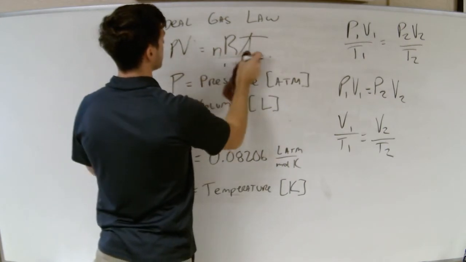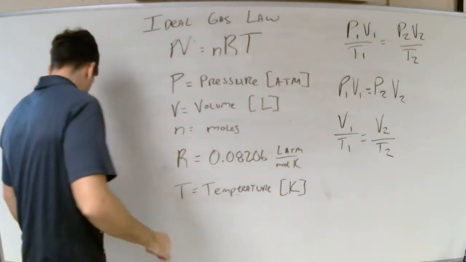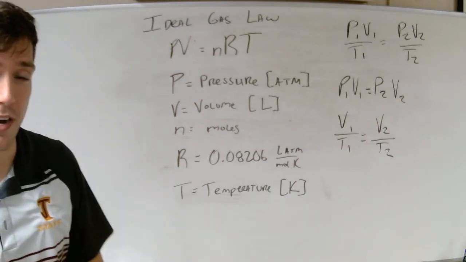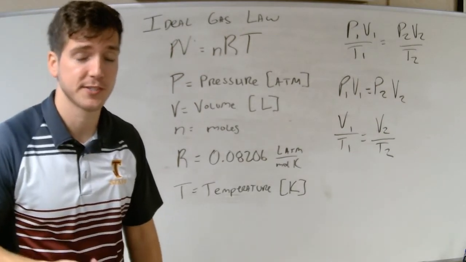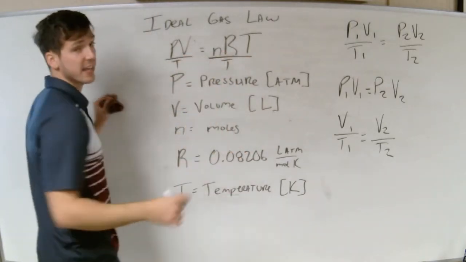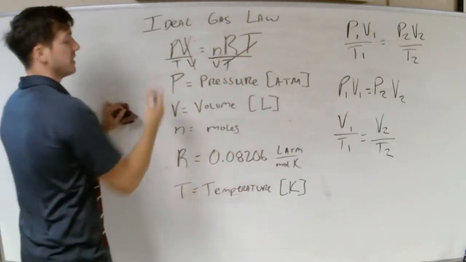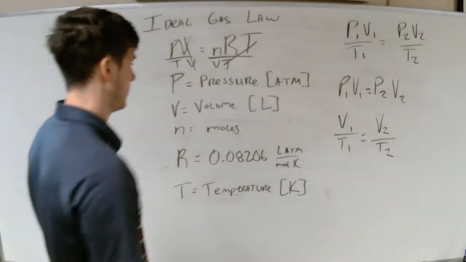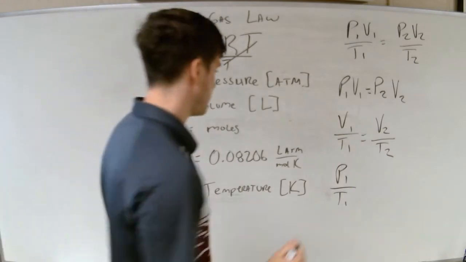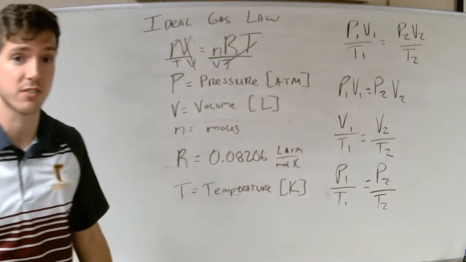Now say our last one, which is comparing pressure and temperature. Again, I want an equation where I could compare initial pressure and temperature to final pressure and temperature. All I've got to do is get pressure and temperature together on my ideal gas law equation. Divide by V, divide by V. P and T are now together. So my equation that compares pressure and temperature is P1 over T1 equals P2 over T2. And that is Gay-Lussac's law.